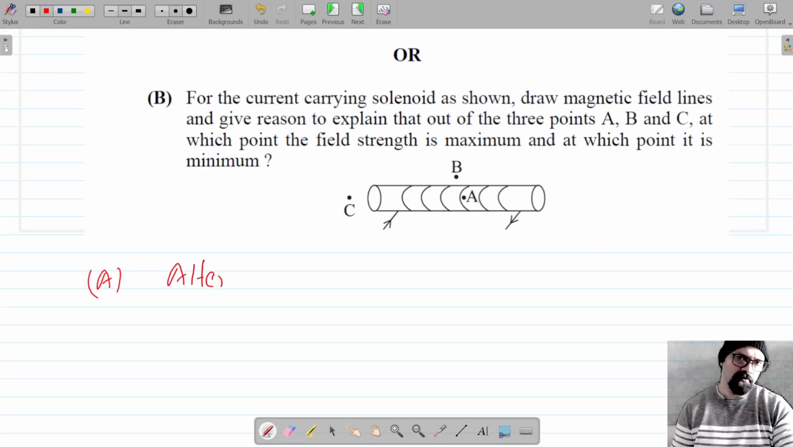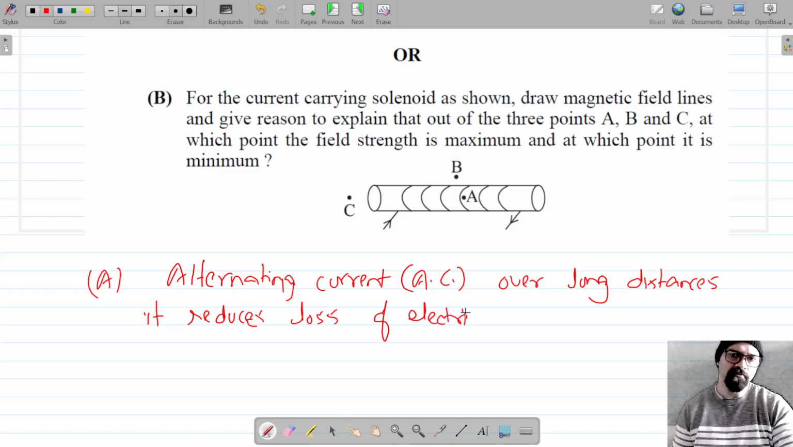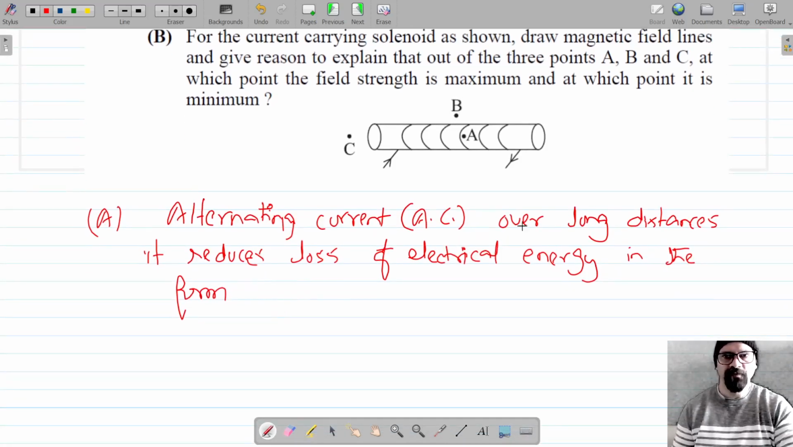The electrical supply that comes to our home is alternating current. If we use alternating current over long distances, it's economical. It reduces loss of electrical energy in the form of heat. That's why alternating current is considered suitable to be transmitted over long distances. We know that whenever current travels in a wire, heat energy is produced because of the heating effect of electric current, but because we have to reduce that, alternating current is the best option to transmit it over long distances.